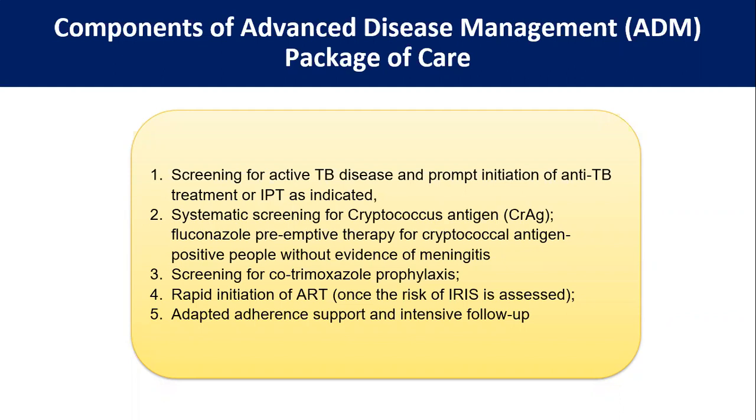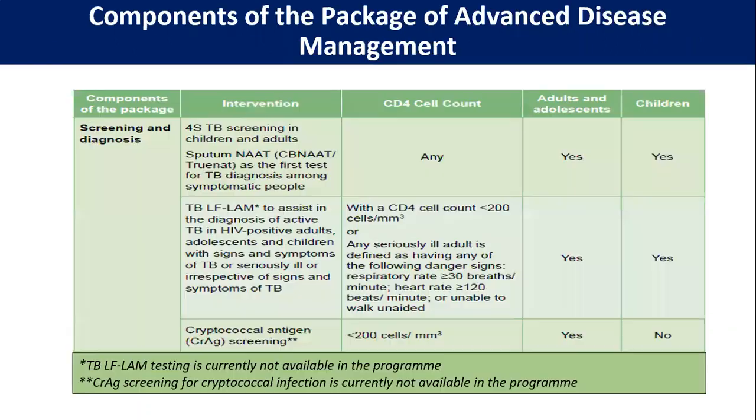Now, the screening for cotrimoxazole prophylaxis, rapid initiation of ART once the risk of IRIS is assessed, and adapted adherence support and intensive follow-up. We will be going through each of the components in detail. So let us see what is done under screening.